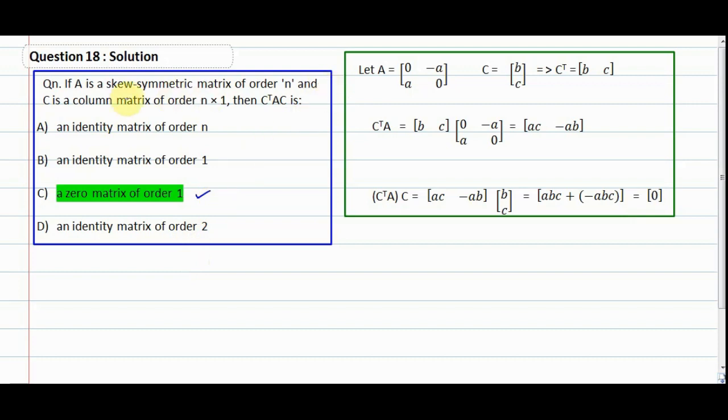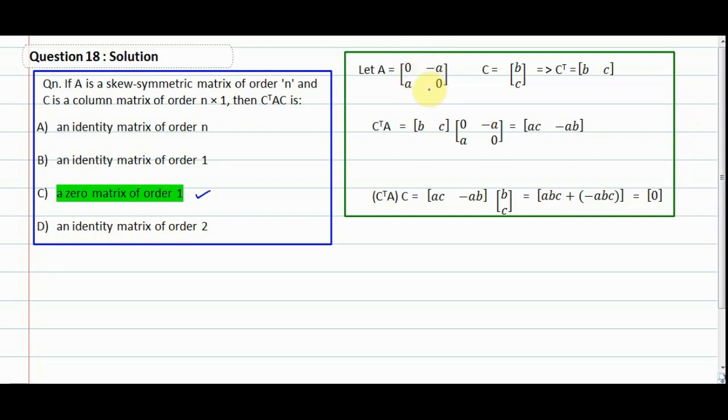Here in the question it is given that A is a skew symmetric matrix of order n. We will consider a skew symmetric matrix of order 2. Okay, so we will take that matrix as A equal to 0 A, minus A 0. So a skew symmetric matrix will have principal diagonal elements as zeros, and elements on the off diagonal will be equal in magnitude but opposite in sign. Okay, so we are taking a 2 by 2 skew symmetric matrix.